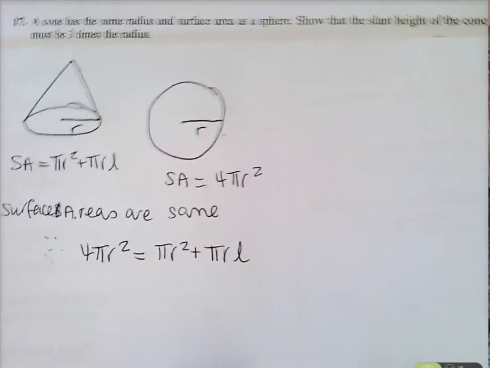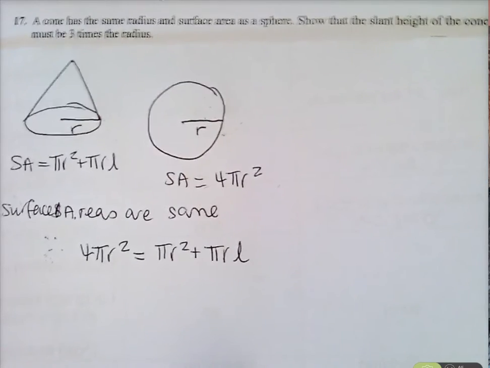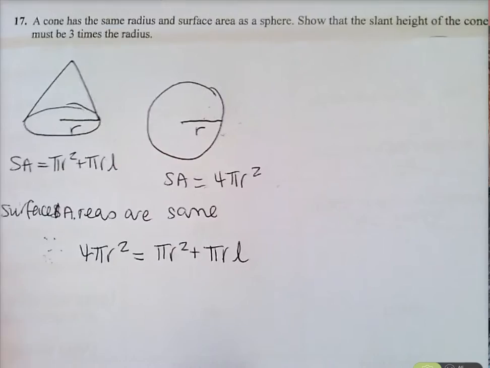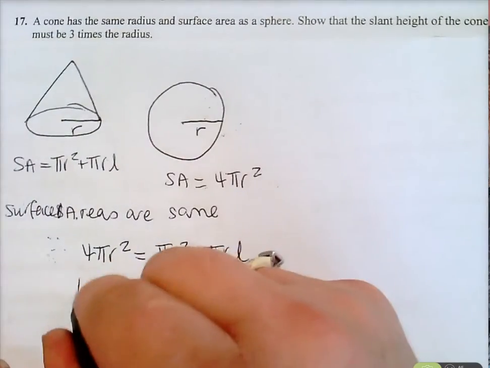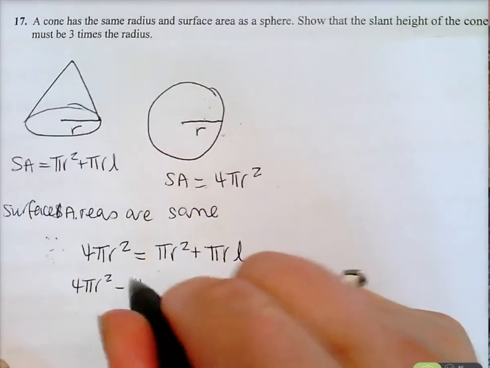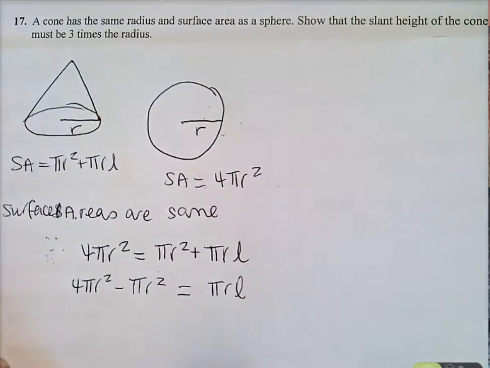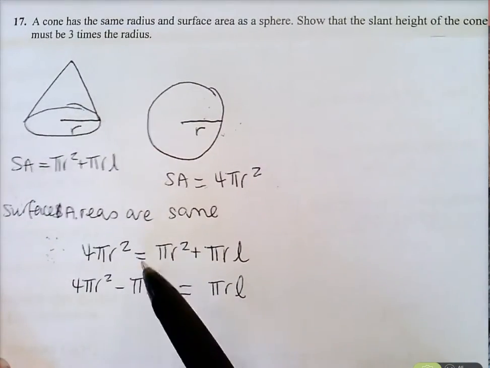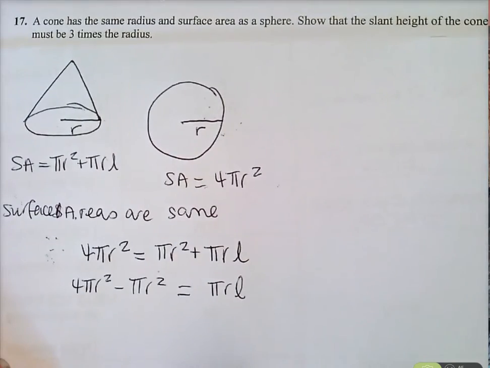We are almost there. Can you see any like terms? That means all pronumerals and pi's must be the same. And 4 pi r squared. So can I do 4 pi r squared minus pi r squared is pi rl? Do you see that? That's 4 lots of pi r squared equals 1 pi r squared. They're like terms. So take this one to the left. Are we good with that?